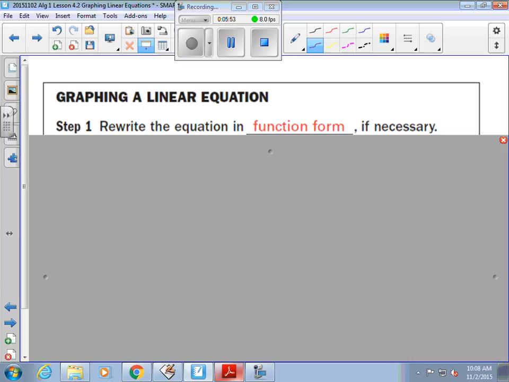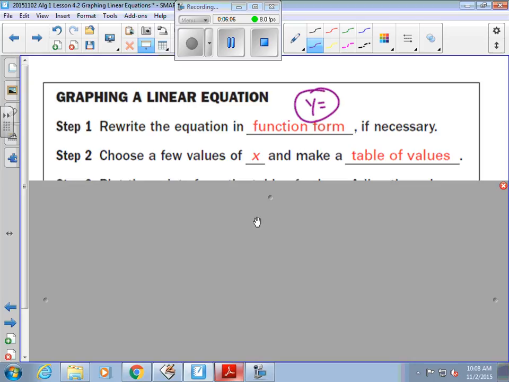Graphing a linear equation. The first thing you want to do is rewrite the equation in function form. Remember, anytime you see this phrasing function form, that just means say y equals. Don't let that confuse you. Rewrite it as y equals.